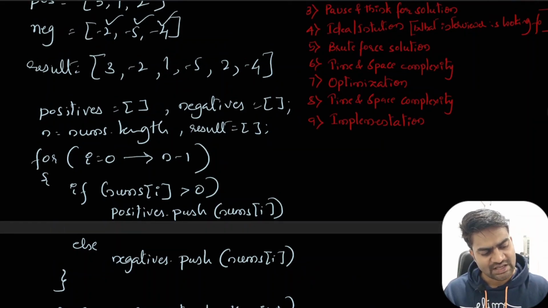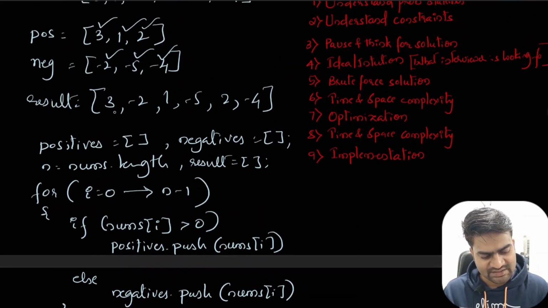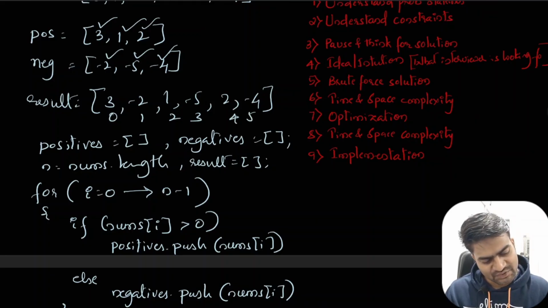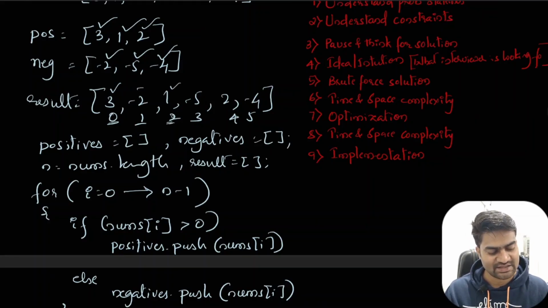Now if you see, this is our result array, right? This one we simulated. So I will add indexes to it, 0, 1, 2, 3, 4 and 5. Now if you see, at the 0th index we have a positive number, correct, right? And at the 1st index we have a negative number, correct, right? Now our next positive number is at the 2nd index. So at every even index we have our positive number, and at every odd index we have our negative number. So this is pretty much clear, right?